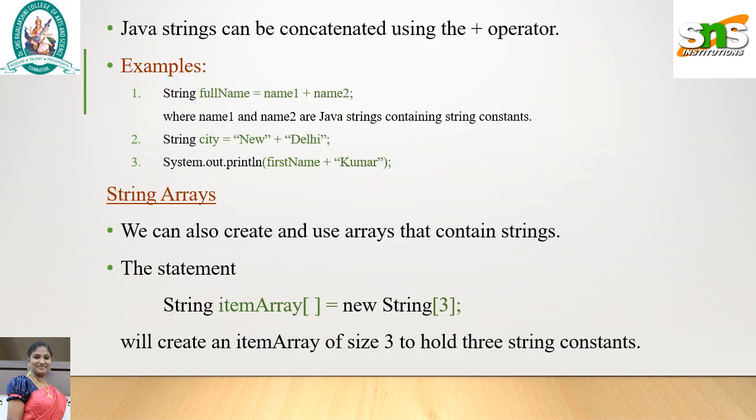Java strings can be concatenated using the plus operator. A plus operator is used for adding two numbers when you are performing it on integer values. When you use it on strings, it is used for joining those two string values to make a single string. That is concatenation.